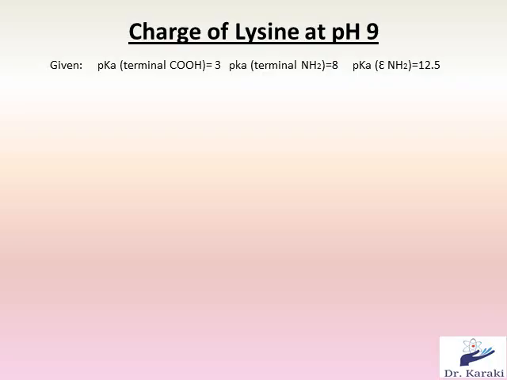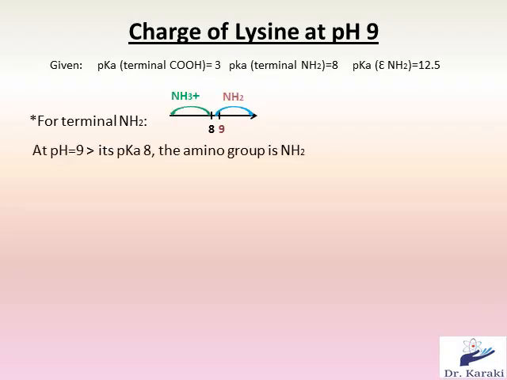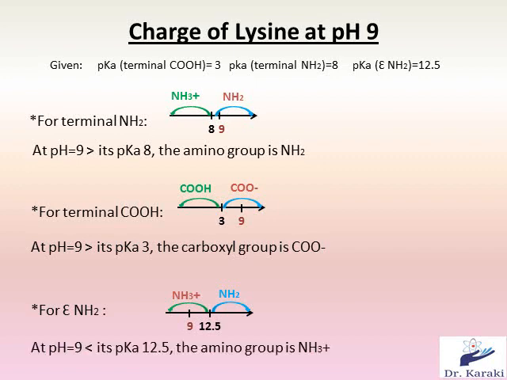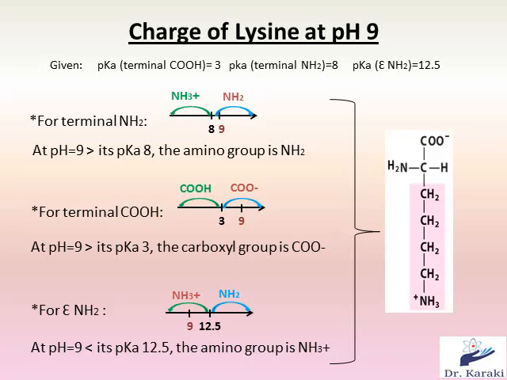Now we're going to calculate the charge of lysine at pH 9. We're going to start with the terminal NH2. We draw the axis and we select the pKa 8. 9 is higher than 8, so the amino group is NH2. For the terminal COOH, we put the pKa 3. 9 is higher than 3, so the carboxyl group is COO minus. For the epsilon NH2, we put the pKa 12.5 on the axis. 9 is lower than 12.5, so the amino group is NH3+. And the form of the lysine molecule will be the following. As you can see, the net charge of this molecule is 1 negative and 1 positive charge, leading to a net charge of 0. This form of the molecule is called zwitterion. It's when the molecule is electrically neutral.